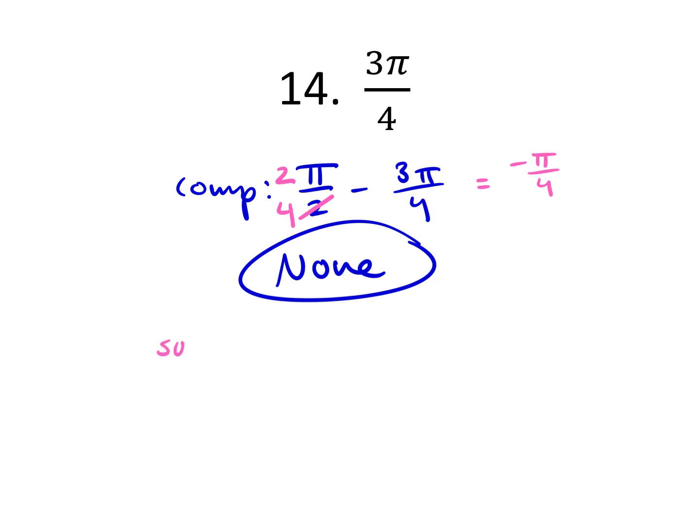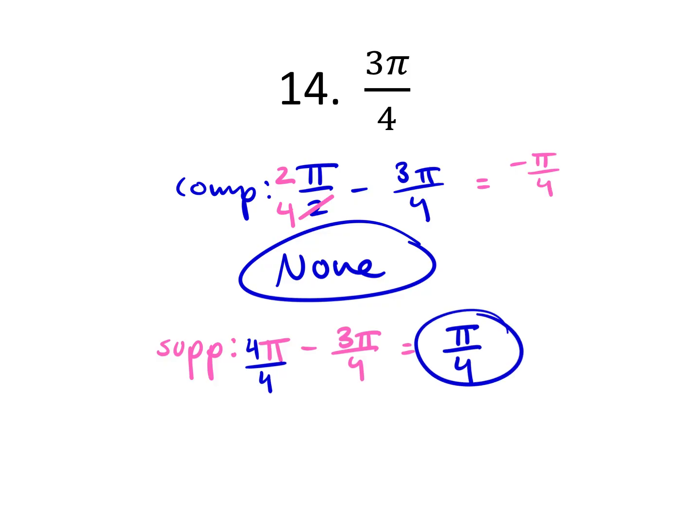Let's find our supplementary angle. What do 2 supplementary angles add up to in radians? Pi. So we're going to do pi minus 3 pi over 4. So pi I can change to 4 pi over 4 to give us a common denominator. 4 pi minus 3 pi is? Pi. Awesome. Pi over 4. So that would be our supplementary angle.